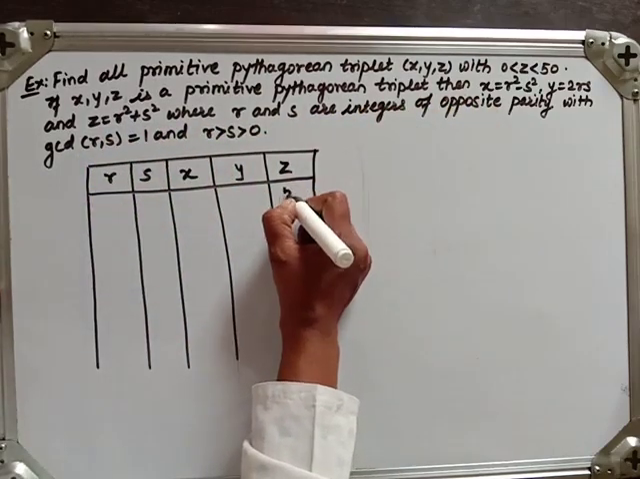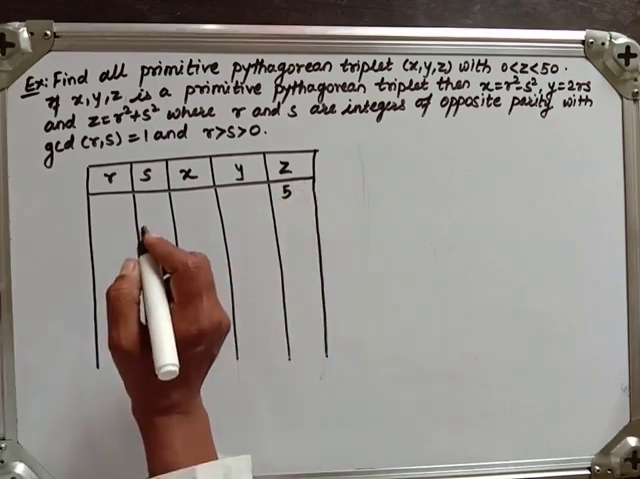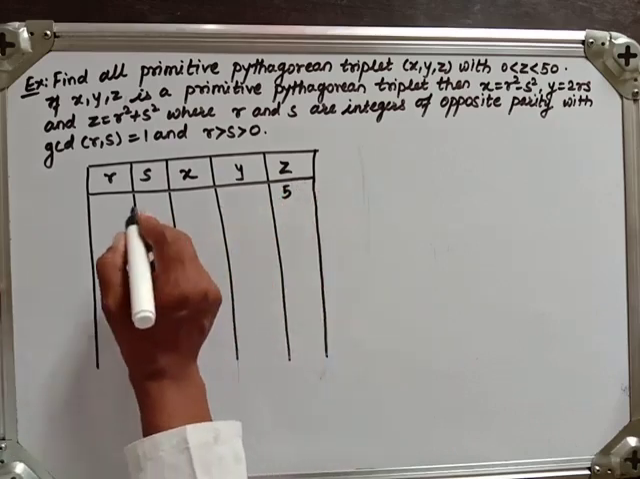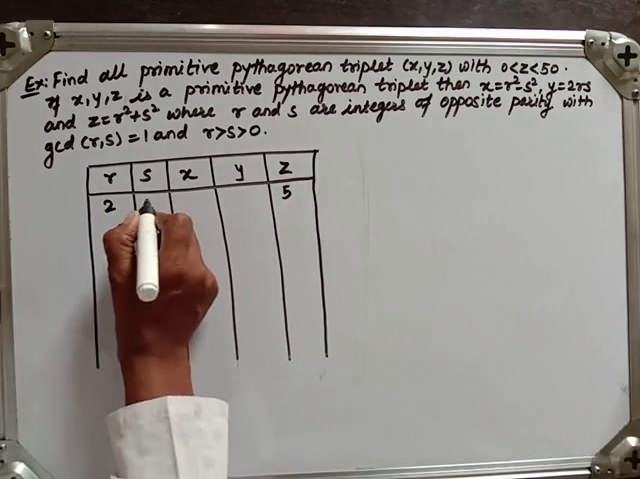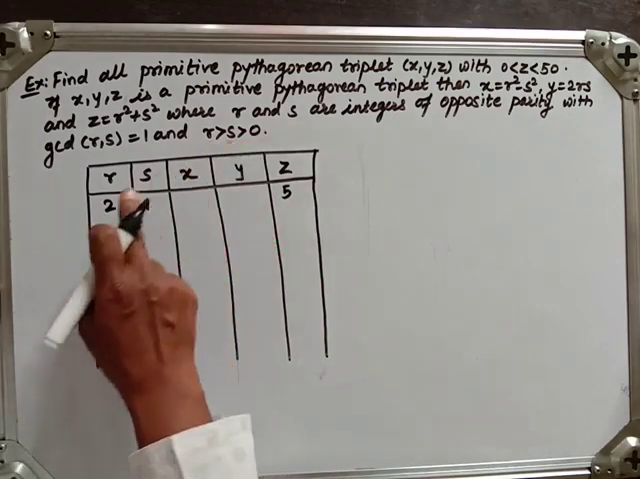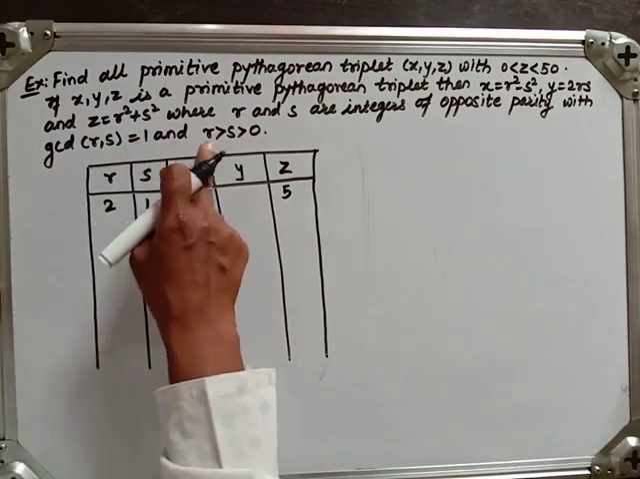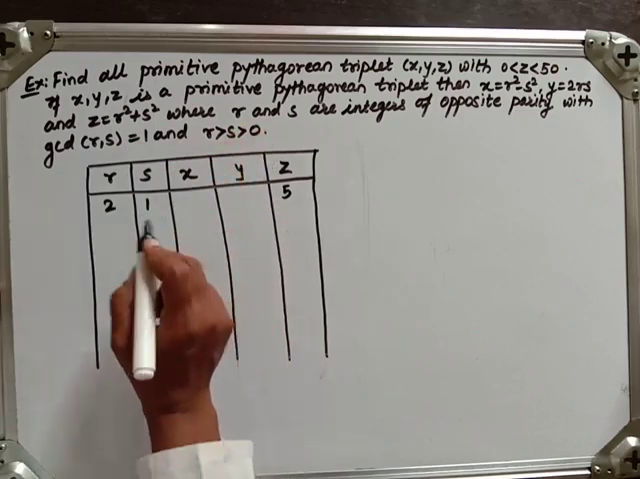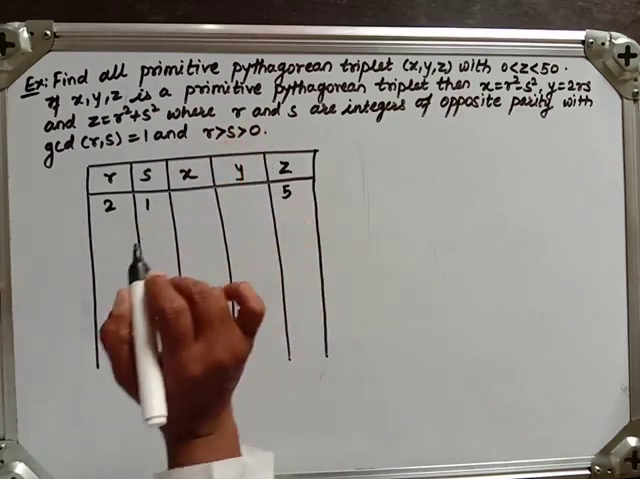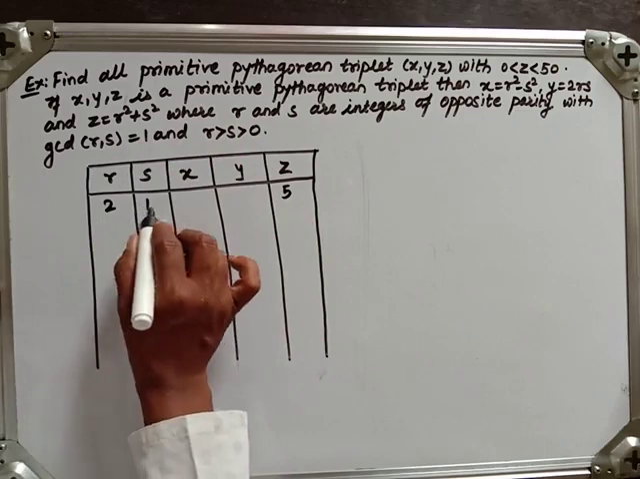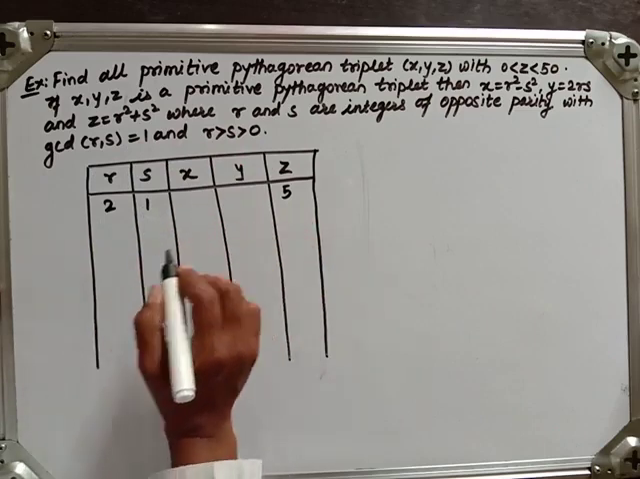So, let's take z is equal to 5. Then r will be 2, s will be 1. Look, this condition should satisfy. The GCD of r and s should be 1 and r greater than s greater than 0. And r square plus s square is 5. Now, using these values find x and y.